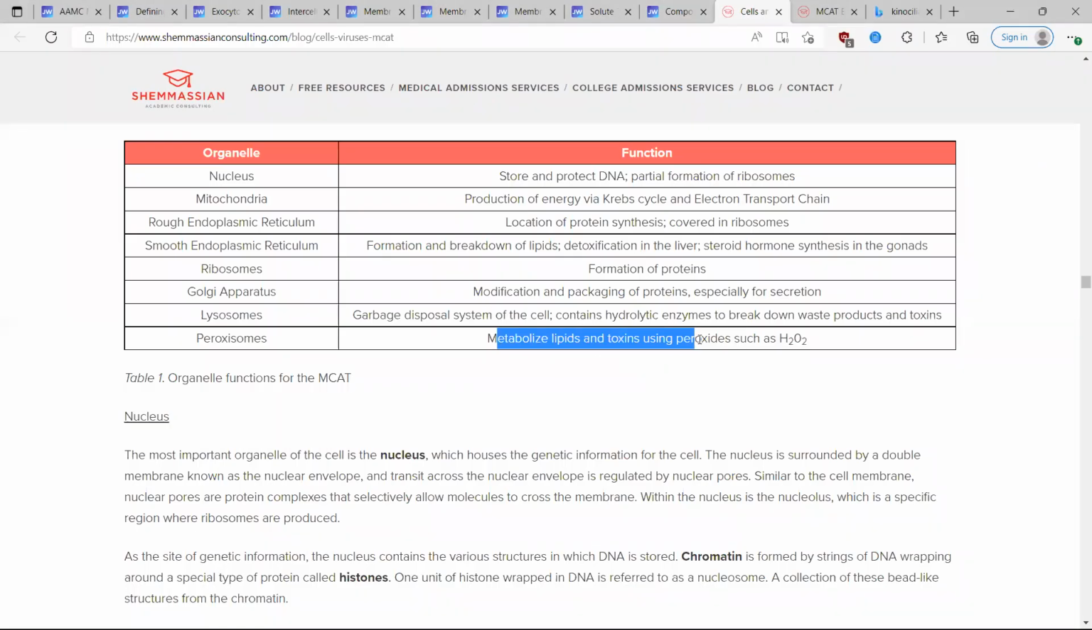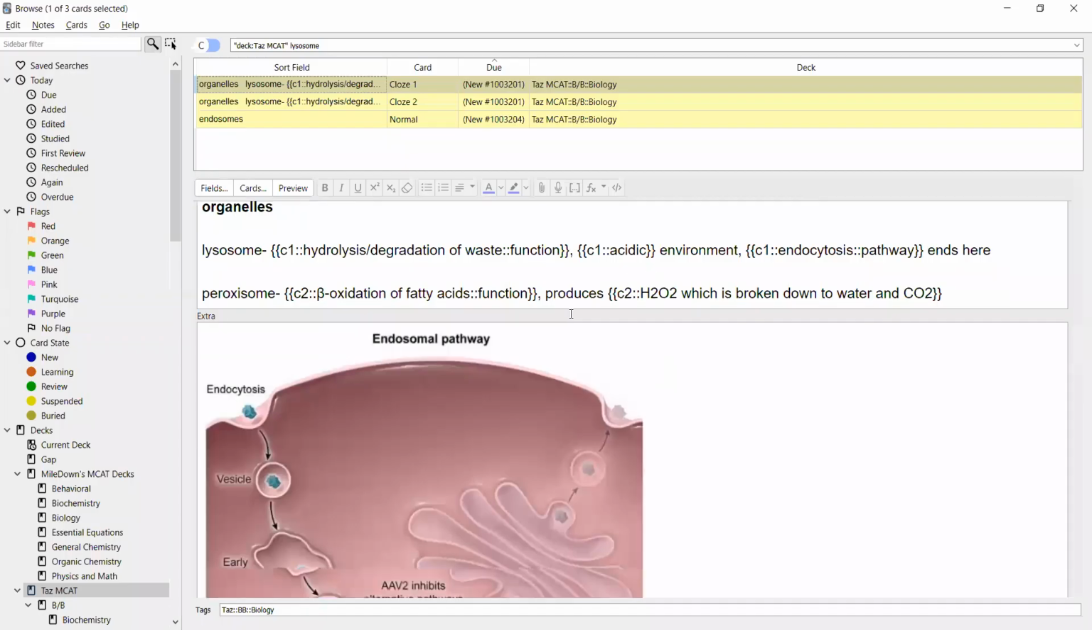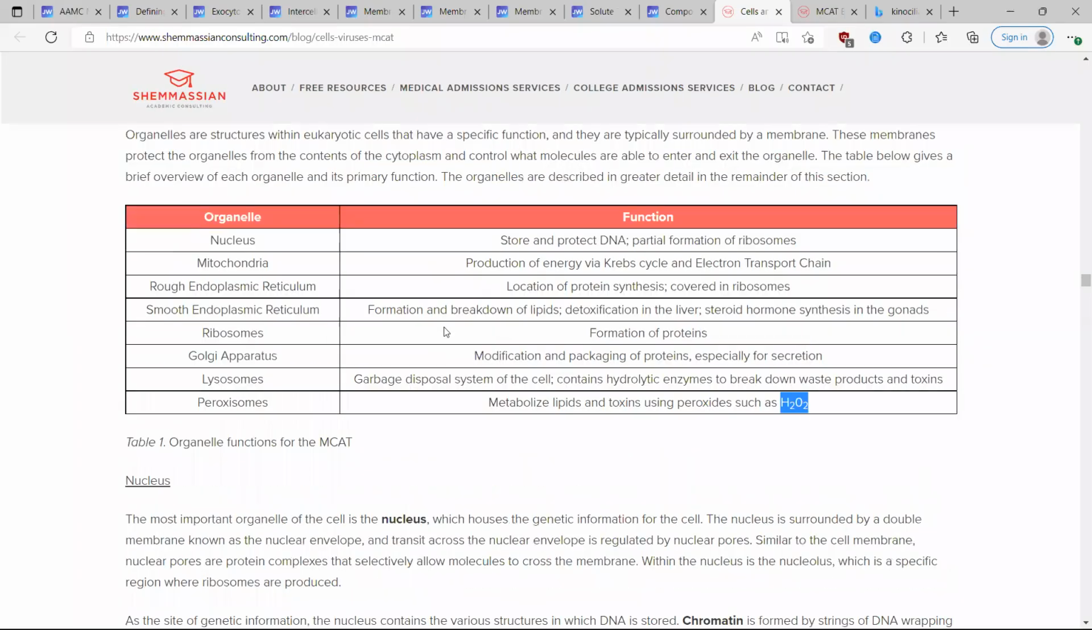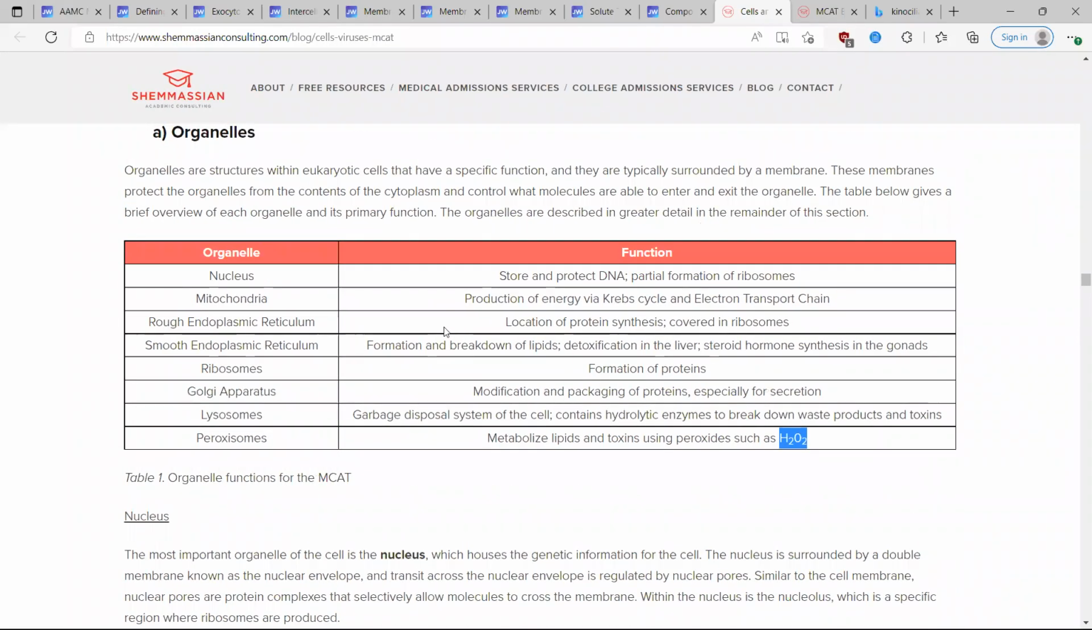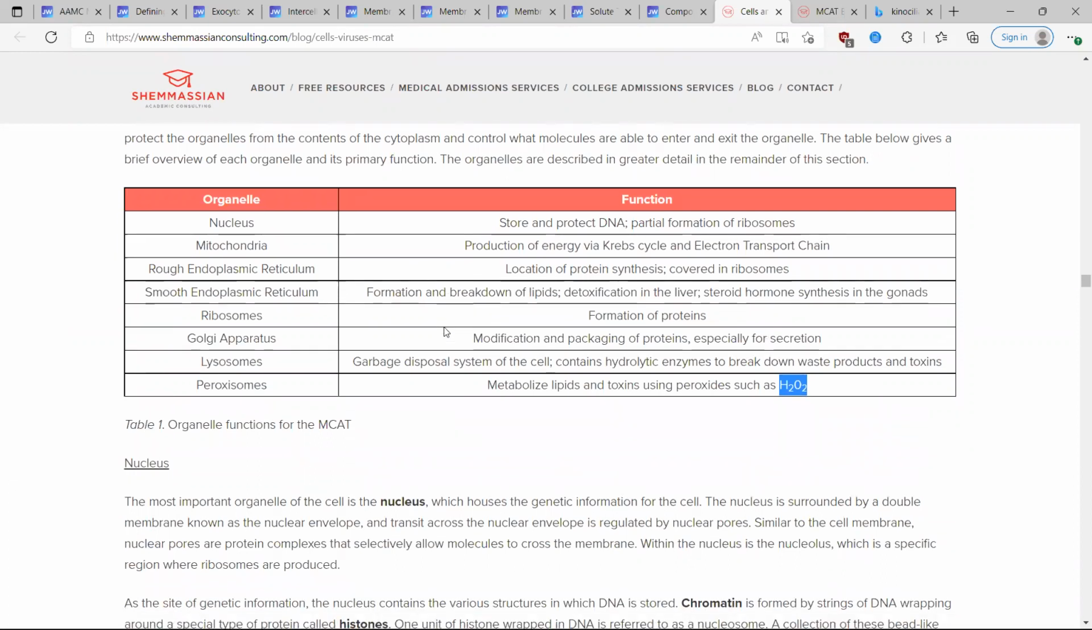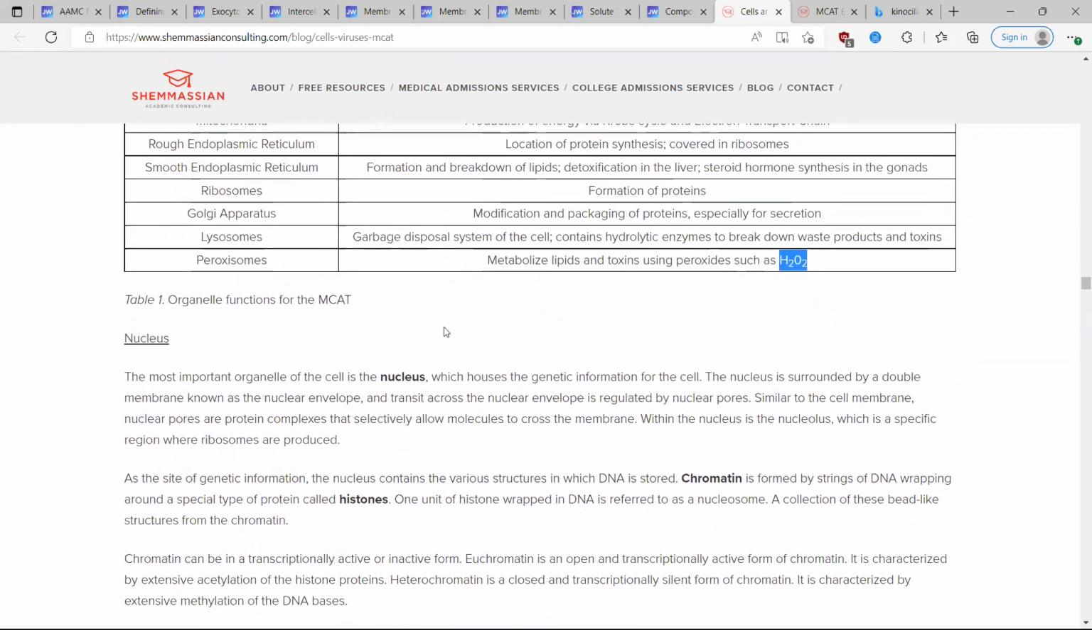And peroxisomes are kind of similar, and they metabolize lipids and toxins because they have peroxide in them. So, yeah. These are some of the major organelles that you find in eukaryotic cells, right?